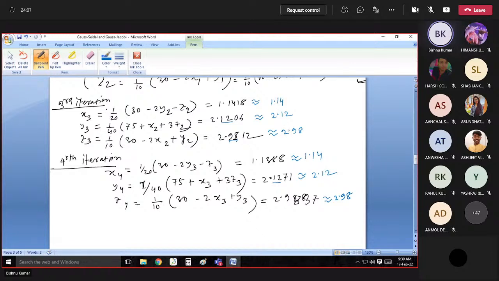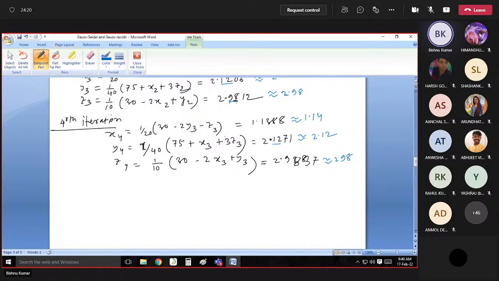Yes, sir. If the question asks you to write the answer up to 3 decimal places, then again one more step of calculation is needed. So in the same way, quickly do this calculation for the 5th iteration. Which type of values come will be more clear to you.